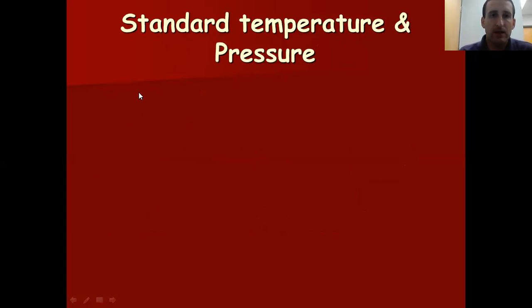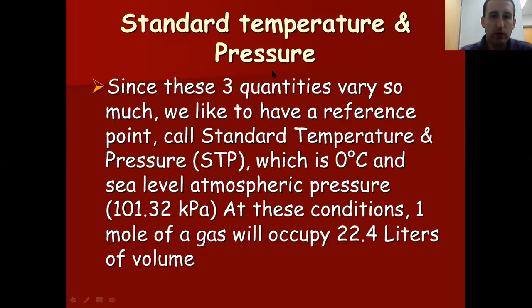We often talk about something called standard temperature and pressure, which is abbreviated STP. The standard temperature and pressure is 0 degrees Celsius, that's the standard temperature, and the pressure is the atmospheric pressure at sea level, which is 101,000 pascals or 101 kilopascals. Remember, kilo is a prefix that means thousands of pascals.